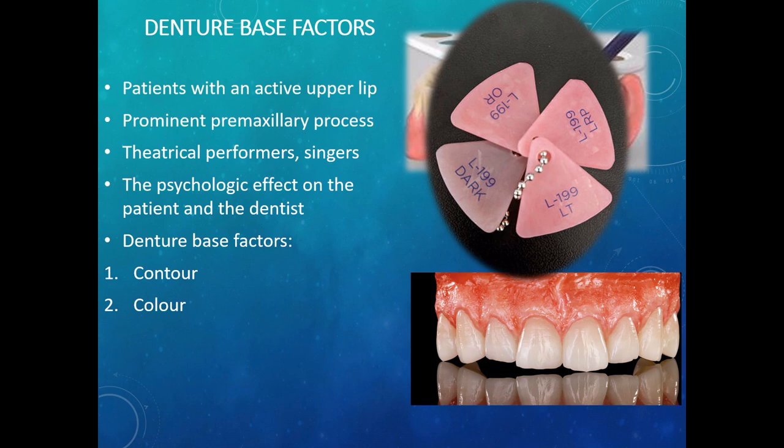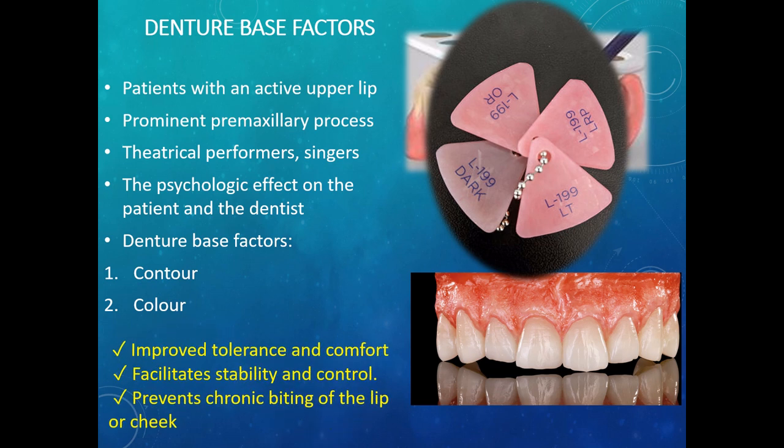The next is the contour of the denture base. So benefits of properly contoured denture bases are there is improved tolerance and comfort. It facilitates stability and control and also prevents chronic biting of the lip or cheek. Now the flanges of dentures, both buccal and labial, are important in creating facial contours, and these flanges can be altered to give a fullness or shallowness to the surface anatomy of the lower half of the face. But one thing to be noted is that this alteration should not be carried to the extent that the function is impaired, since denture function is of primary importance.